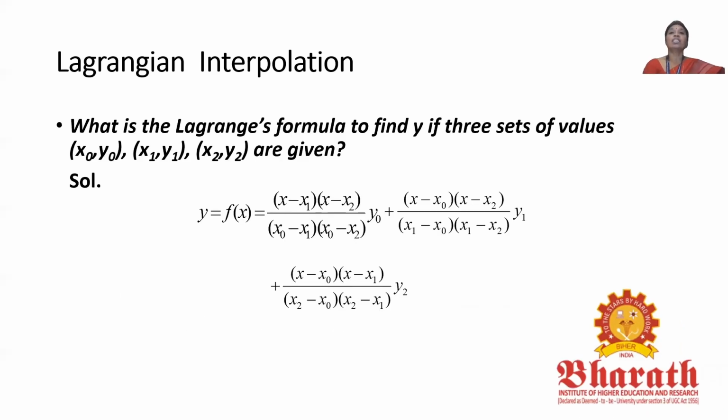What is Lagrange's formula to find y if three sets of values x0, y0, x1, y1, x2, y2 are given? So y is equal to f of x is equal to x minus x1 into x minus x2 divided by x0 minus x1 into x0 minus x2 into y0, plus x minus x0 into x minus x2 divided by x1 minus x0 into x1 minus x2 into y1, plus x minus x0 into x minus x1 divided by x2 minus x0 into x2 minus x1 into y2.